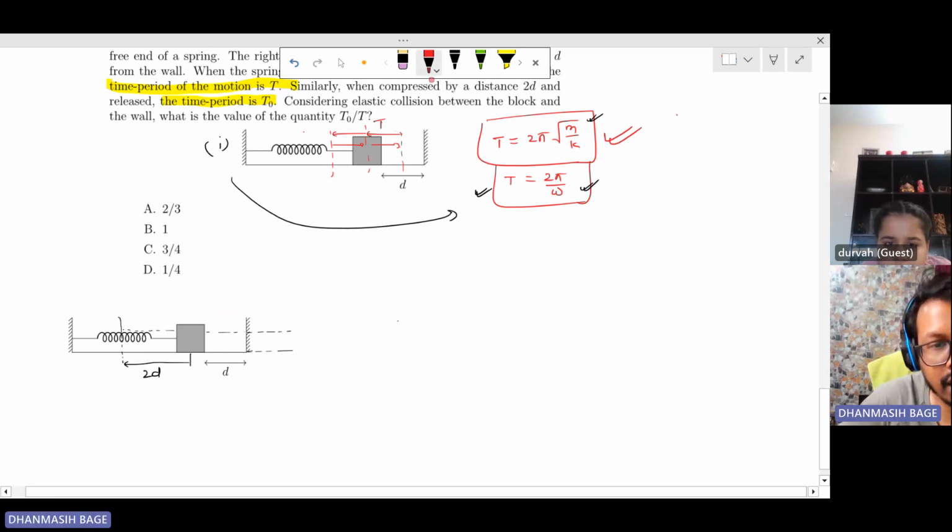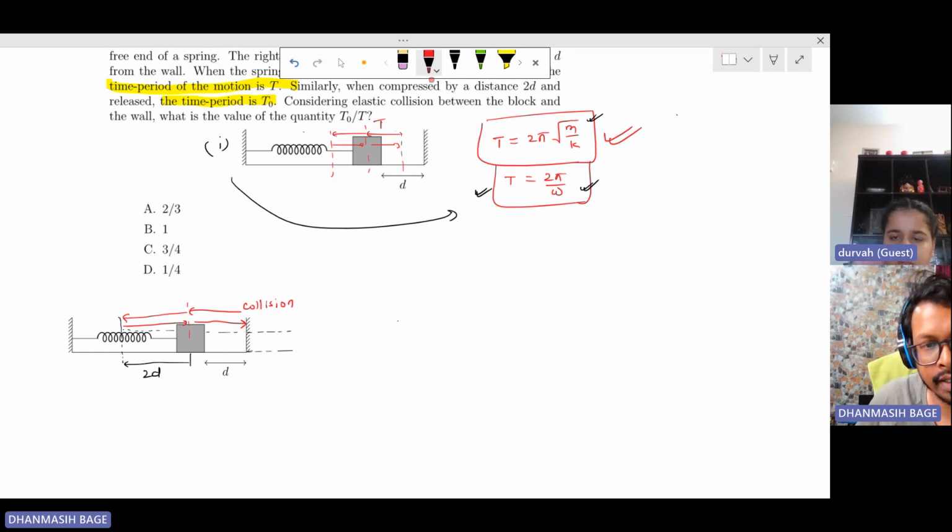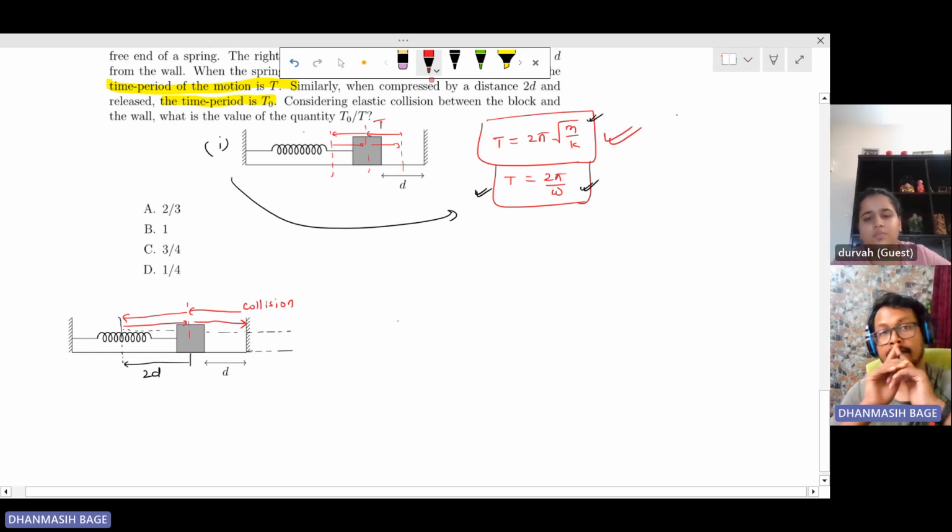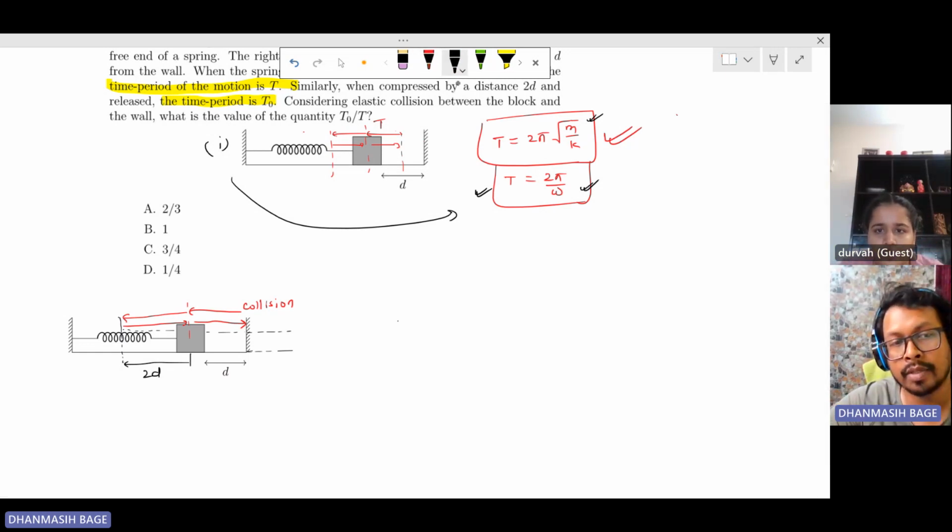So in this case, what will happen? This spring will go this side, cover 2D distance, come back to this position, cover 2D distance. But when it is going this side, it will cover only D distance and the collision will take place. Here, collision will take place and then it will come back again, right? This is the thing.